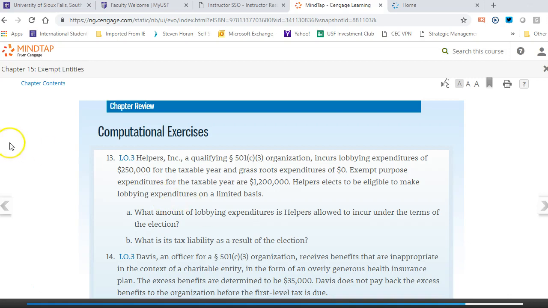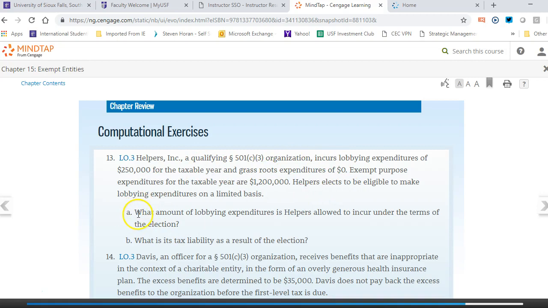answers already. So it's a great review to prepare yourself for some of the homework assignments, tests, quizzes, and so on. Okay, so Chapter 15, Question 13, Helpers Inc. is a qualifying 501(c)(3). They have a lobbying expenditure of $250,000 for the taxable year and grassroots expenditures of $0. Exempt purpose expenditures for the tax year are $1,200,000. Helpers elects to be eligible to make lobbying expenditures on a limited basis, which is a choice of the organization. They can choose to not make any at all.